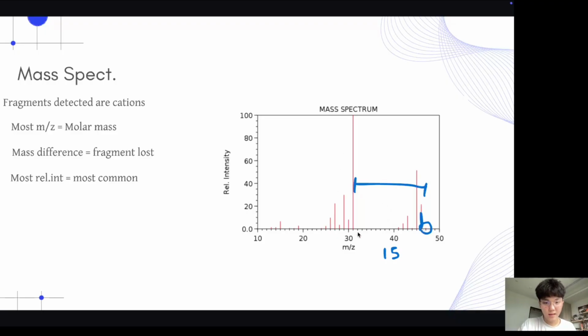And speaking of, at mass of 31, we have the relative intensity of 100. So relative intensity means that all of these intensities are based on this one. So if this is 100, then this would be, say, 30% of how abundant this one is. So the greatest intensity is going to be your most common fragment. So therefore, CH3 is the most easily lost or broken apart fragment.